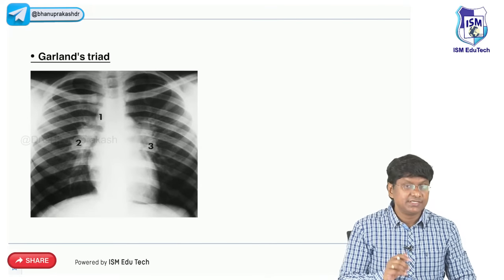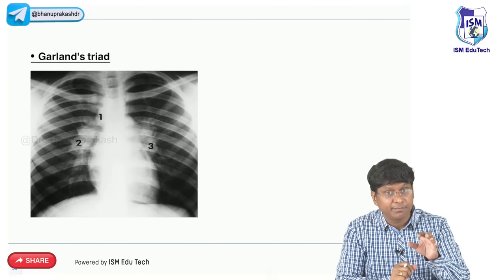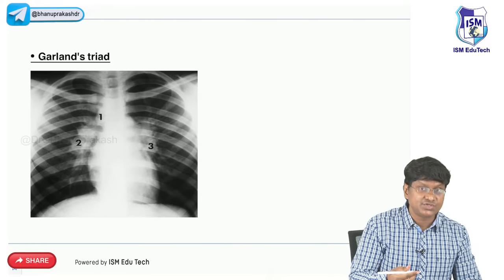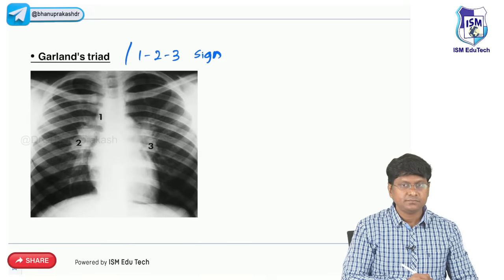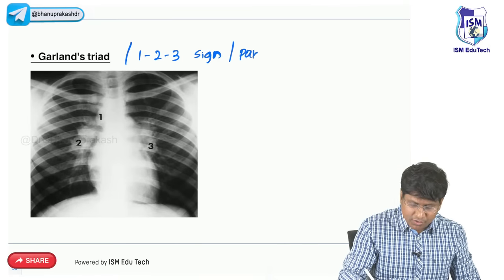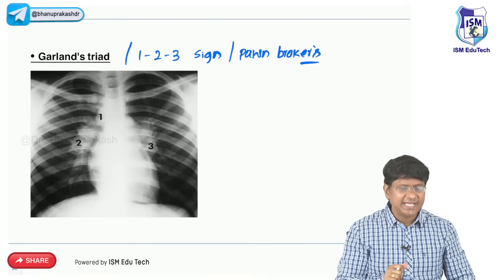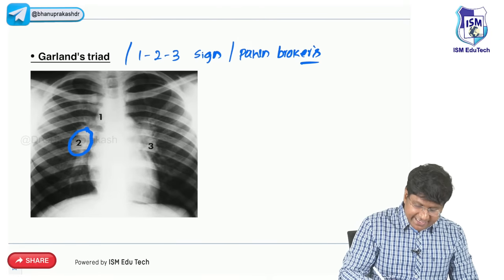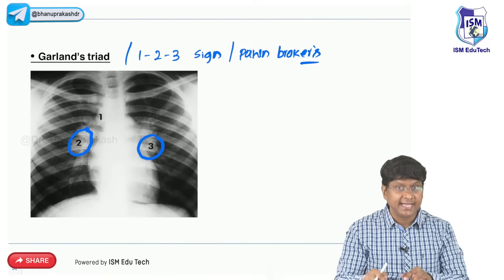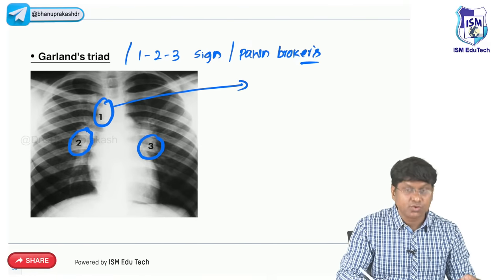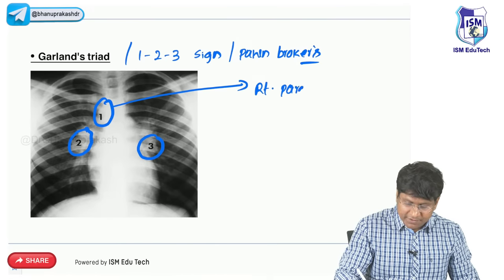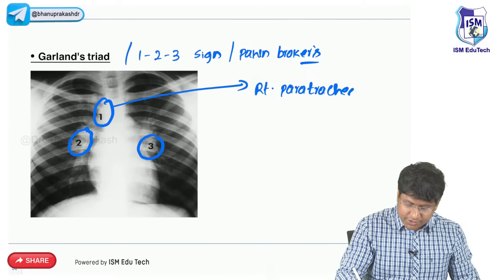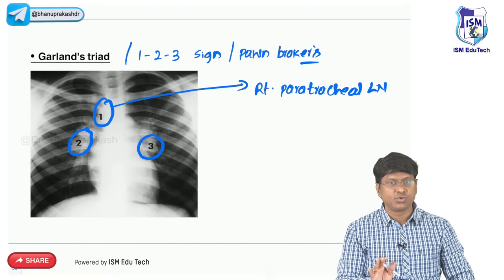Right? Then next, there is a very, very important sign that you need to know. That is Garland sign, which is also called the 1-2-3 sign, or another name for this is the pawnbroker sign. So what exactly happens here? Along with bilateral hilar lymphadenopathy, there is also enlargement of the right paratracheal lymph node. So this is your Garland sign.